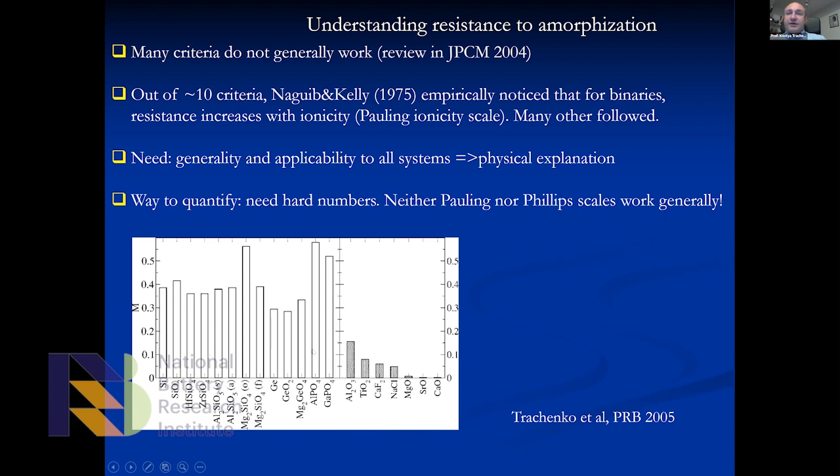So materials which were easily amorphizable here, like for example silica, silicon, then our friend zirconium silicate, they all amorphize quite easily and they have low radiation resistance. Whereas these materials are actually very resistant to amorphization damage.